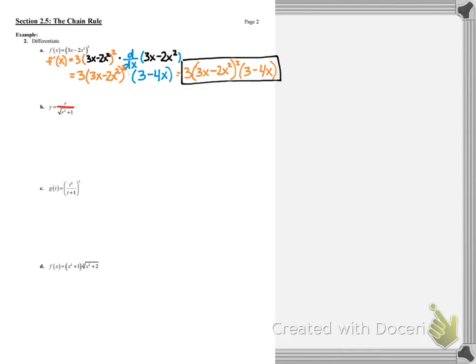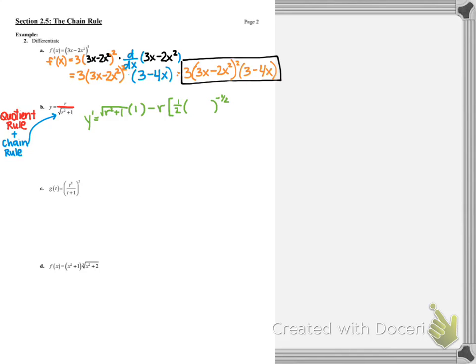So let's take a look at letter B. Letter B has a quotient rule because it is the division that I highlighted in red. It also has a chain rule due to the denominator having a function inside of the square root. So quotient rule says leave the bottom, derivative of the top, minus leave the top, derivative of the bottom.